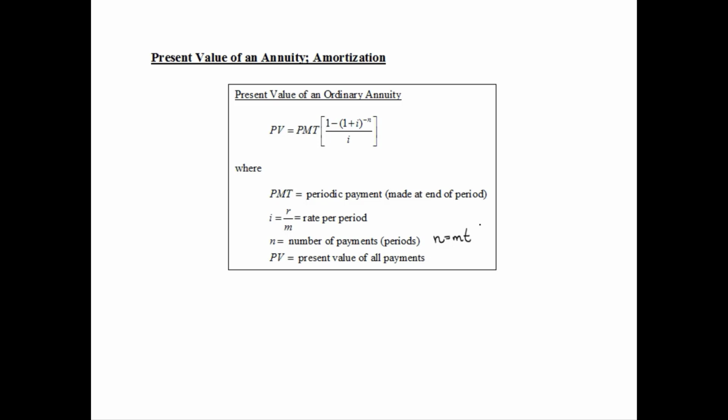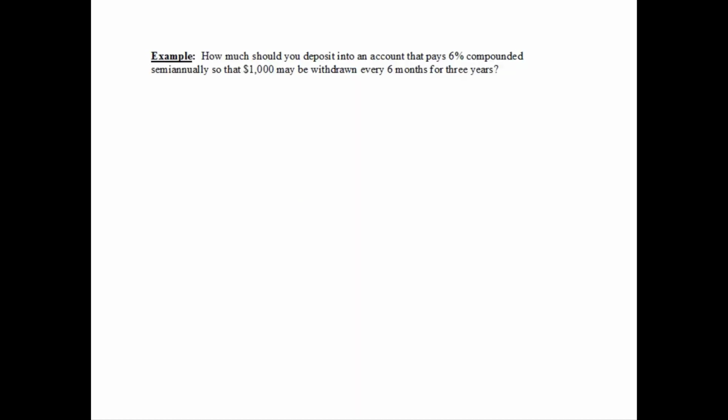Okay, remember this is an ordinary annuity. Ordinary means that the payments are at the end of each compounding period. And our PV represents the present value of all the payments. Let's use this in an example.